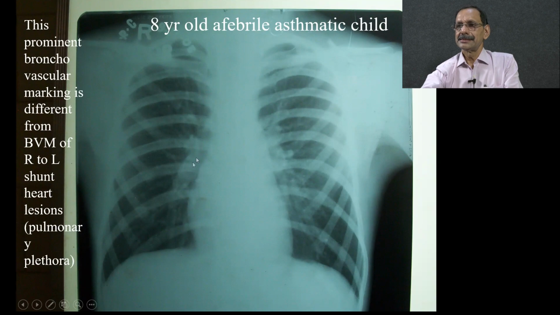Here, the main vessels are prominent, because the airways are inflamed and edematous, and that's why it shows up like this. So this is the prominent bronchovascular marking and very narrow heart and air trapping of asthma.